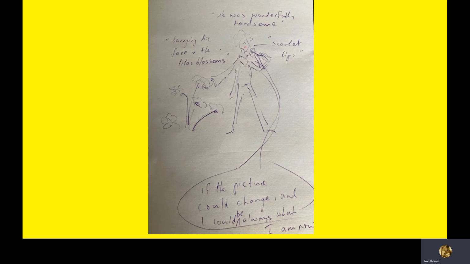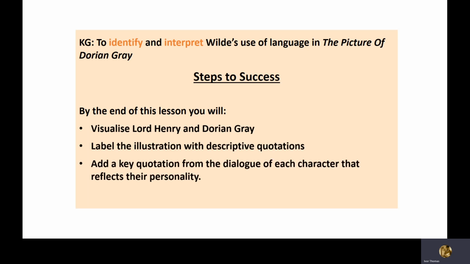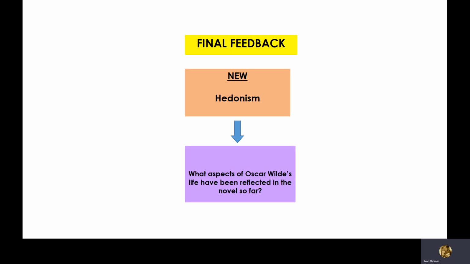Let's have a quick look at Dorian. I decided to push myself a bit more and draw something: Dorian among the lilac blossoms, burying his face in the lilac blossoms. There are the scarlet lips. I'm afraid in isolation I have access to very little colour, so there are his scarlet lips, in pink highlighter. If the picture could change and I could be always what I am now, that's what Dorian says on one of the pages you have. Wonderfully handsome as well. Finally, so there you go. We visualize Lord Henry and Dorian, label the illustration with descriptive quotations plus something of what they say.